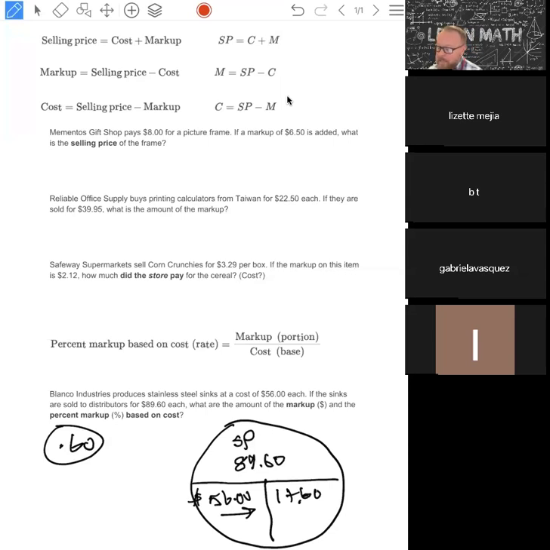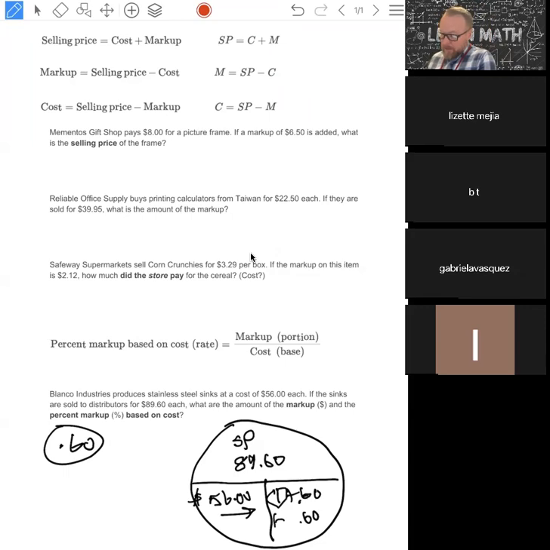So if I took 89.60 divided by 56 and got my answer, I would subtract 1 from it, and it would give me my rate, which would have been 60% again. Does that make sense? Because I'm adding the 1 in, I have to take the 1 out, and that's why after I get my answer, I subtract the 1. If that's confusing to you, it'll get clearer with the next page. So let's move on to the next page.